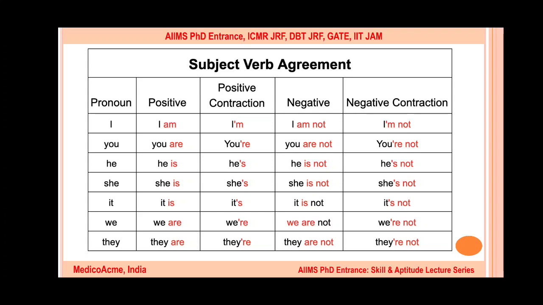So this was about subject verb agreement. I am giving you an example of what happens with pronouns like I and you. With I you use I am in the positive and I am not in the negative. With you, you are; with he, he is; she is; for it, it is; for we, we are; for they, they are. This kind of agreement is always done.